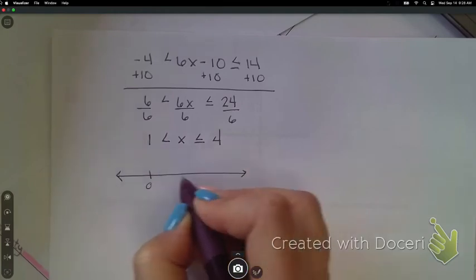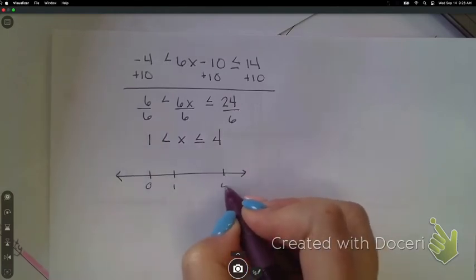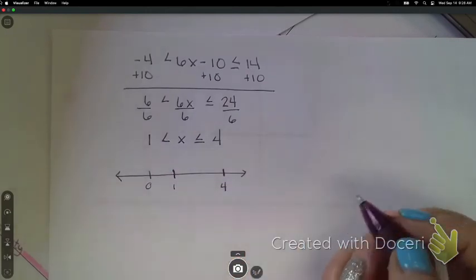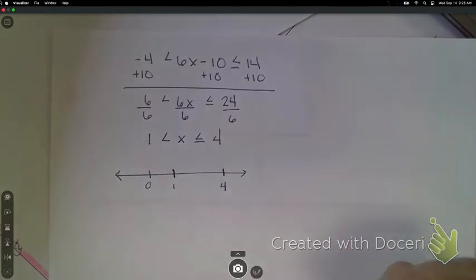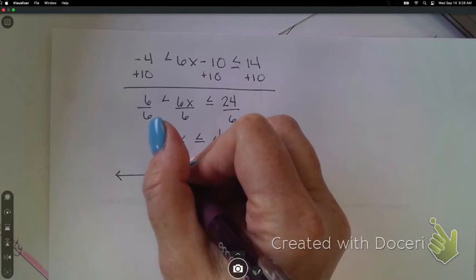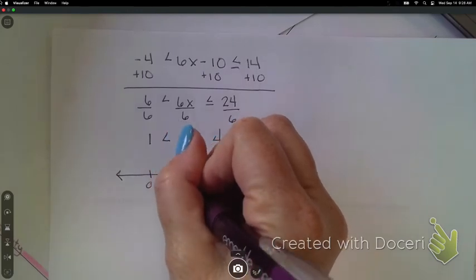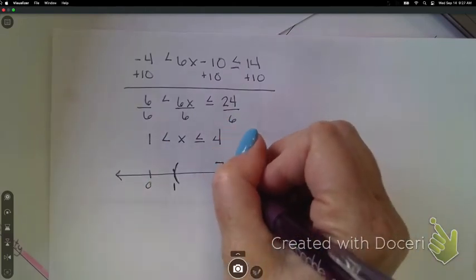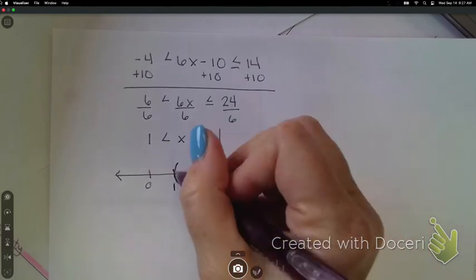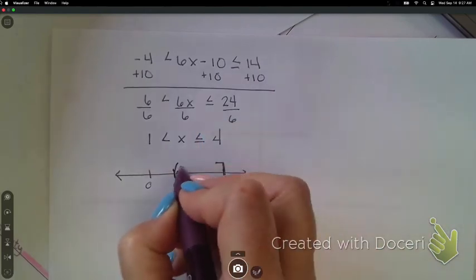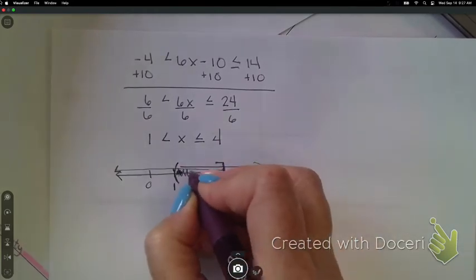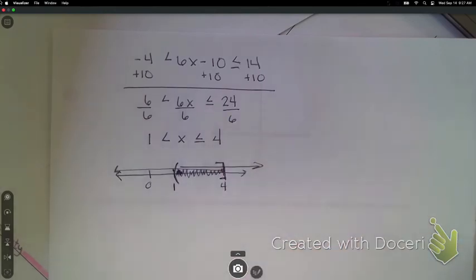So 0, 1, and 4. Bracket or parenthesis at 1? Parenthesis, because it's not equal to. Bracket or parenthesis at 4? Bracket. And it has to be between both of them because this is this way and this is this way. So where do they overlap? Right there, right in the middle. Okay? Make sense? Yep.